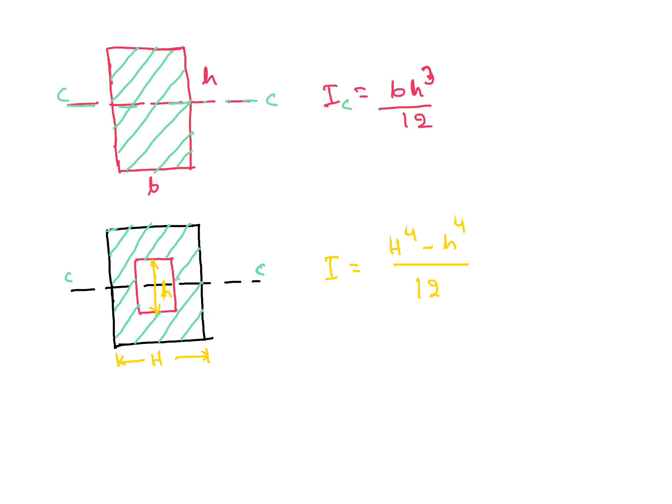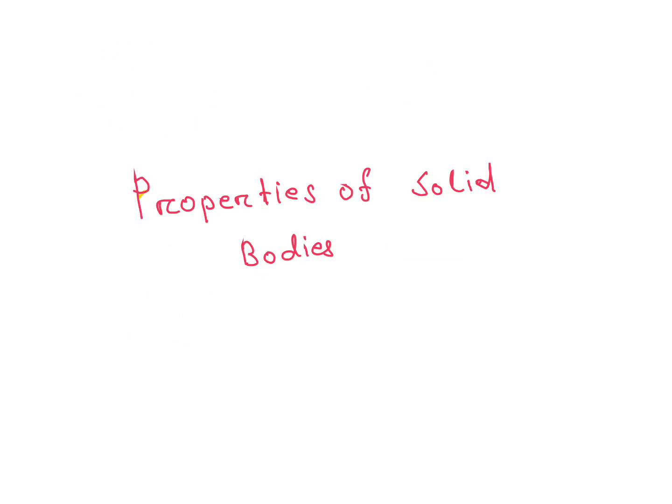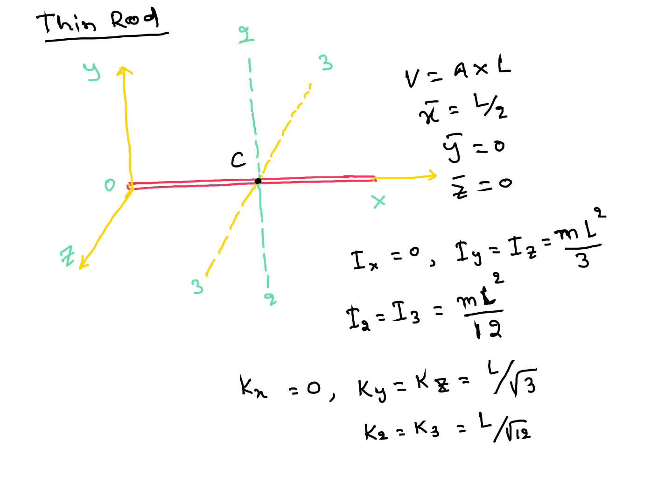Then properties of solid bodies. Mass moment of inertia we will calculate here. For thin rod, this one so many times asked in GATE examination. So this is very important. Having length L, volume V equal to A into L, x bar is L by 2, y bar equal to 0 and z bar equal to 0.